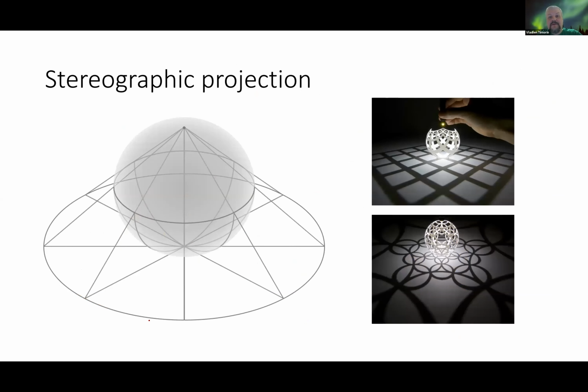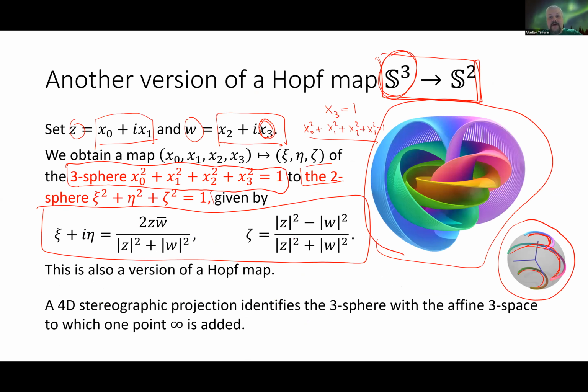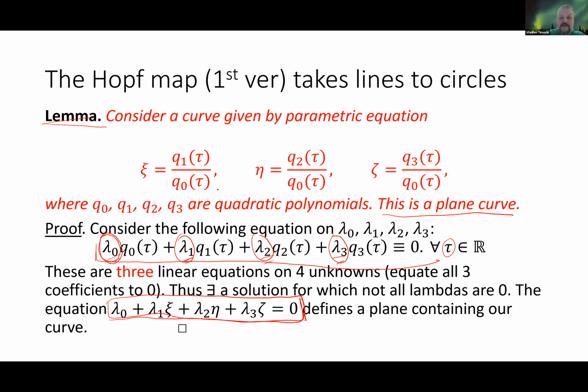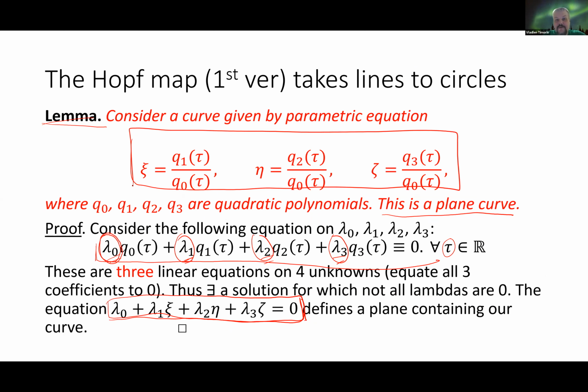Namely, if we take the line and map it by the Hopf map, we will see a curve like this. This will be given by 4 quadratic polynomials. And we know that this is a plane curve. On the other hand, we know that this plane curve lies in the sphere because the Hopf map is a map to the 2 sphere. A plane curve that lies in the sphere is a circle or a part of the circle. So we proved that every line gets mapped to a circle.